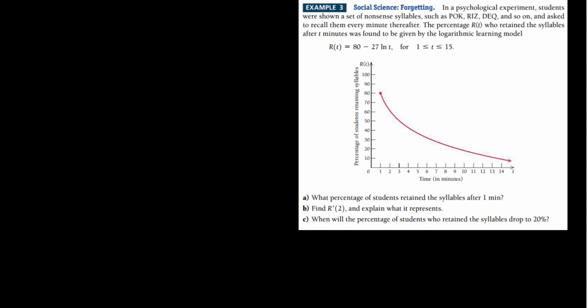And this is pretty cool. This is the law of forgetting. It doesn't actually say that, but this is the law of forgetting. In a psychological experiment, students were shown a set of nonsense syllables such as POK, RIZ, DEQ, and so on, and asked to recall them every minute thereafter. The percentage R of T who retained the syllables after T minutes was found to be given by the logarithmic learning model, R of T equals 80 minus 27 natural log of T, for T between 1 and 15.